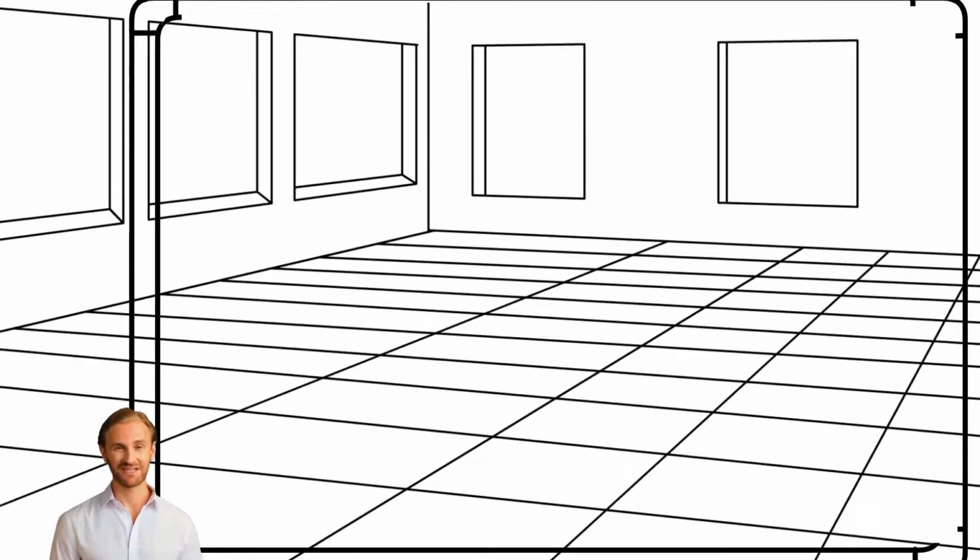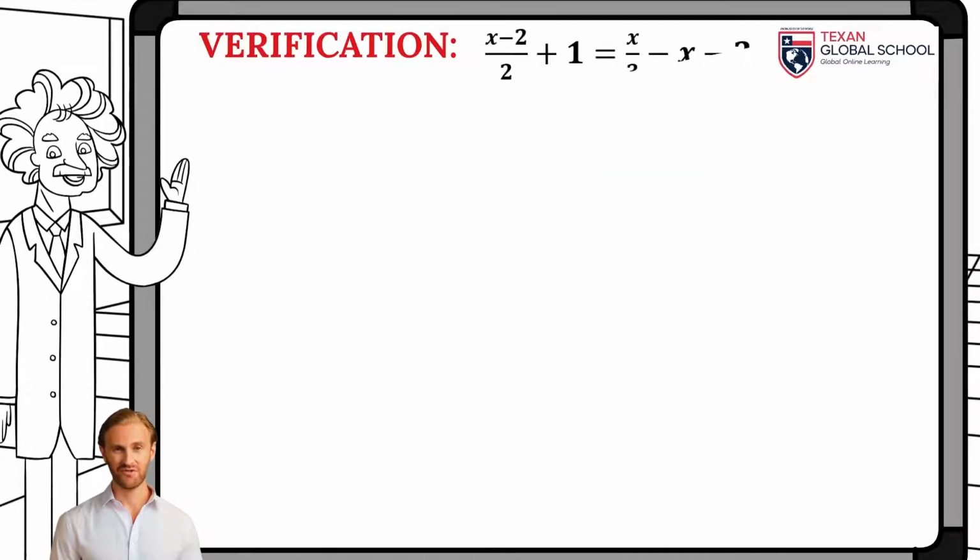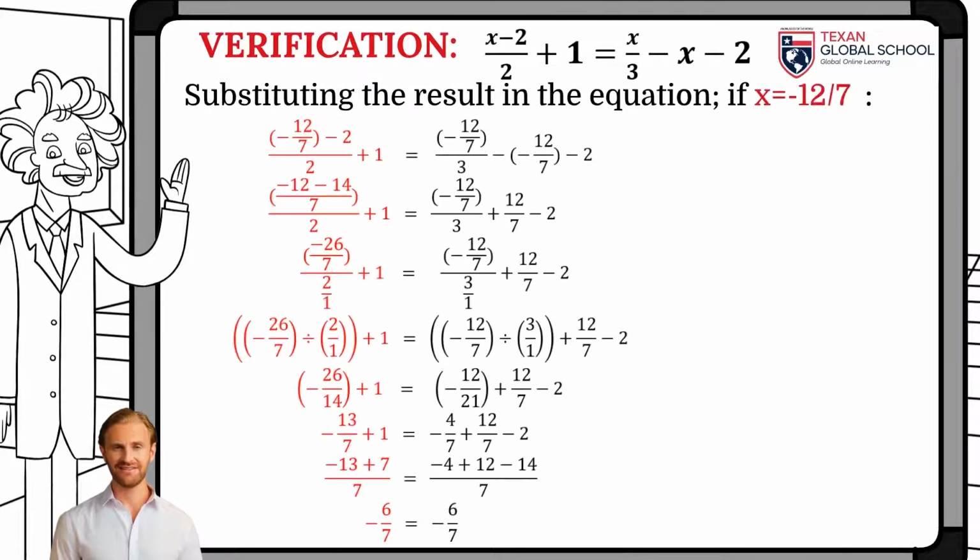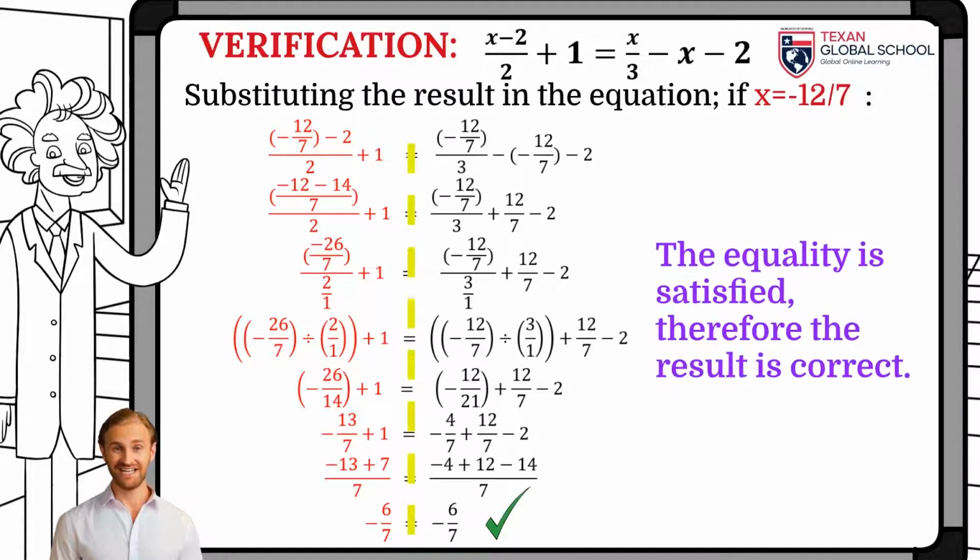We verify by substituting the result of -12/7 in the original equation. By performing the fractions, each side independently, we can see that the equality is satisfied, indicating that the result is correct. It is important to note that there are many ways to solve equations. Another option is to solve the algebraic fractions directly and simplify. We propose it as an additional exercise.